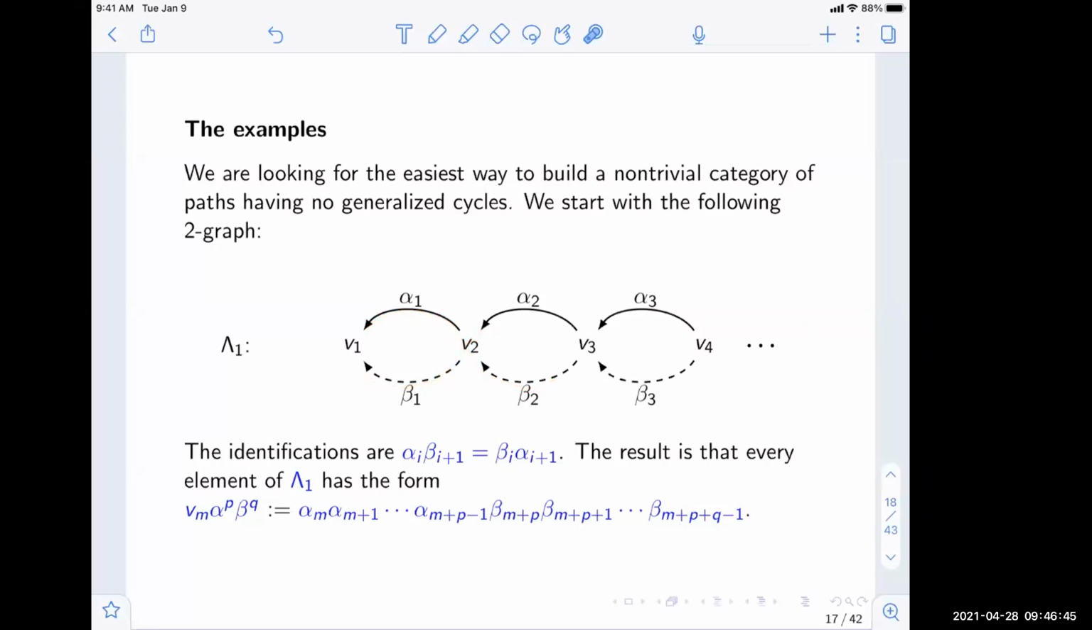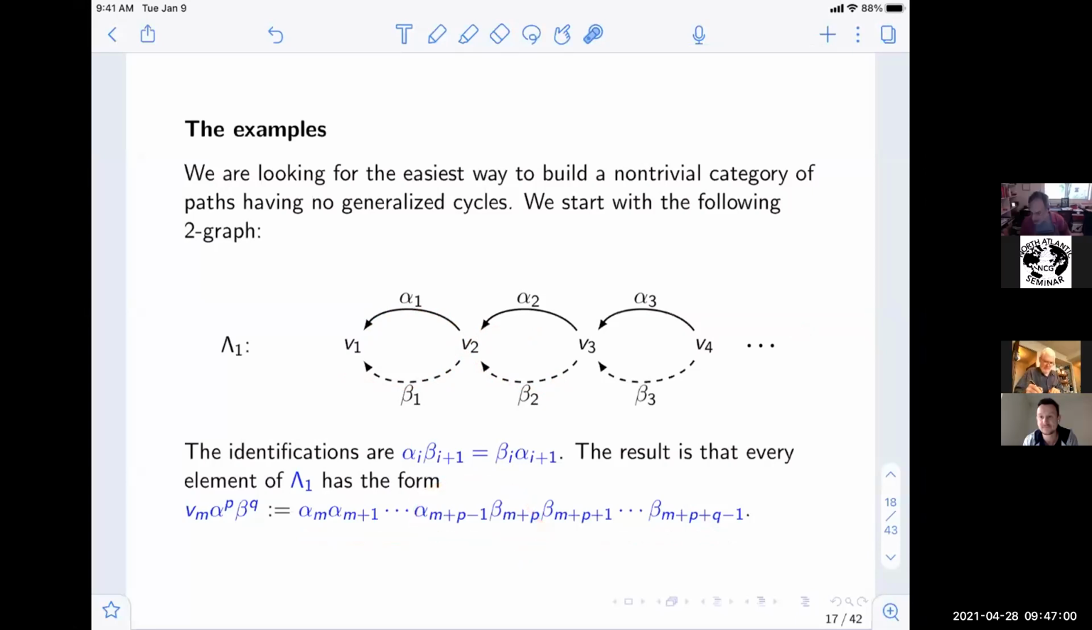And the result is that for every finite path, you can pull all the alphas to the left side and the betas to the right side. So every path has this form. In general, you can start commuting things using this relation and write the alphas and betas in any order you like. Those are all representing the same element of the 2 graph. So a convenient way to write that is to just indicate where it starts and how many alphas you're using and how many betas. That's a typical finite path in this 2 graph.